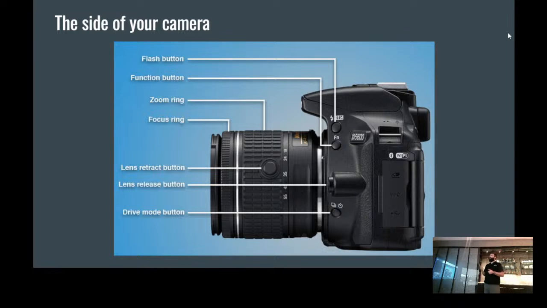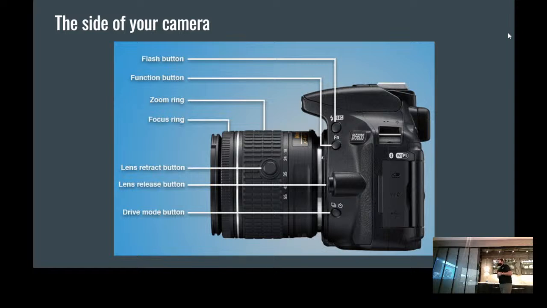Lens release button, hold that down and turn counterclockwise. That's going to remove the lens from the camera body. Line up the two dots on the camera, and then turn clockwise. That's then going to click the lens back into place. If you're changing lenses on your camera, or you have a camera that changes lenses like a DSLR or a mirrorless, it's an important button to know.